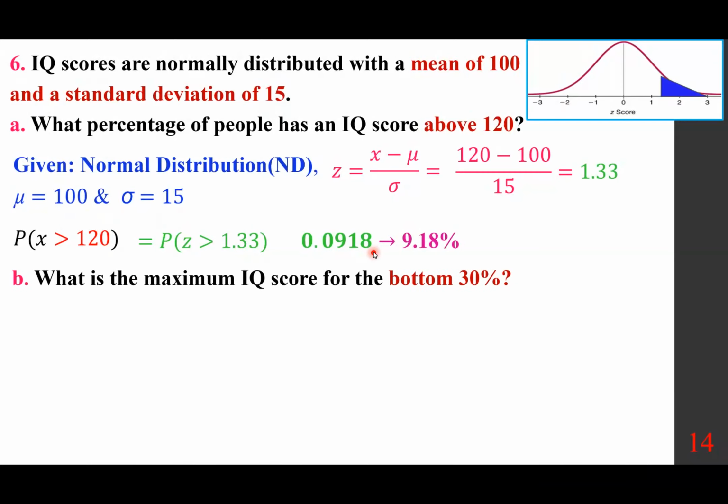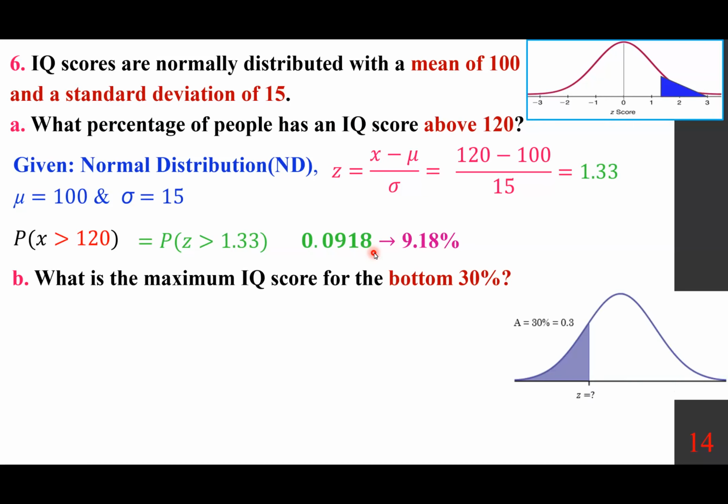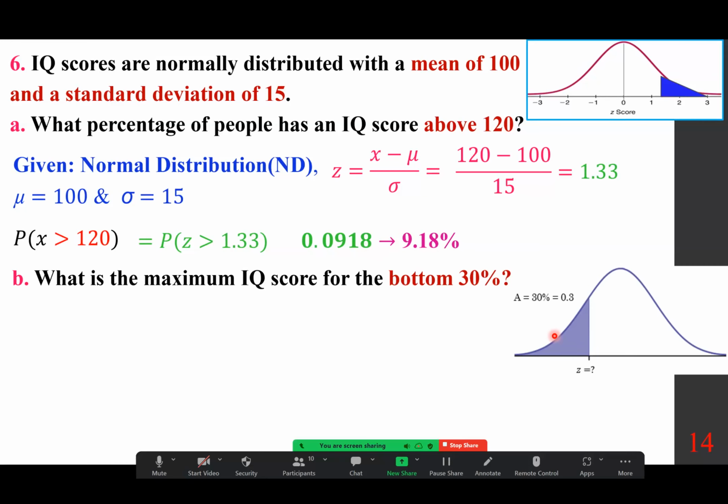What is the maximum IQ score for the bottom 30%? So we want the area to the left to be 30% or 0.3. We are going to find the z, and then from the z, we are going to go to x. So if we go with the table, when z is between these two numbers, it gives us the 30% that we are looking for. And z is x minus mu over sigma. The cross product gives you x.